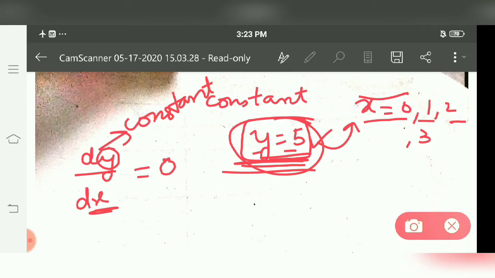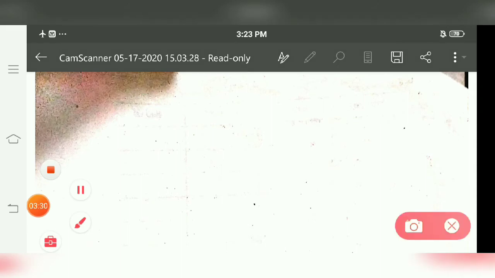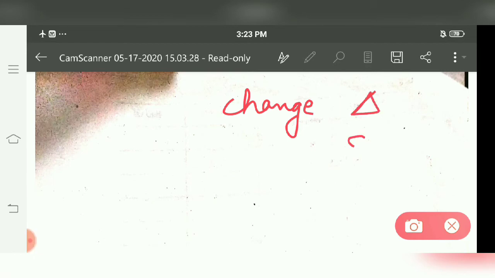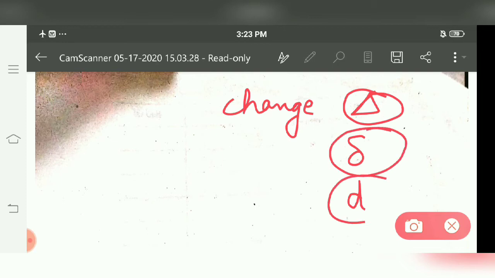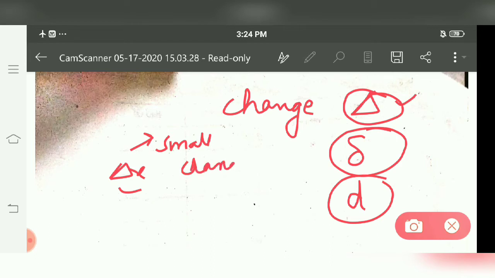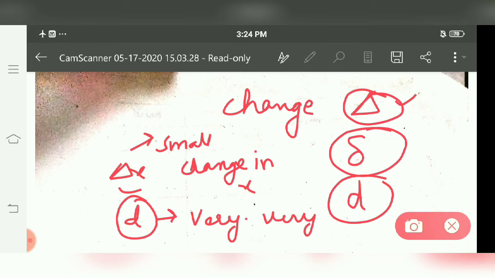What's its symbol? Now why only this symbol? What's the meaning of this symbol? For change, we have two to three symbols, say delta and d. These are also symbols of change. Delta means small change. If I say delta x, it means a small change in x. But d means a very small change, or we can also call it an infinitesimal change, meaning quite small.